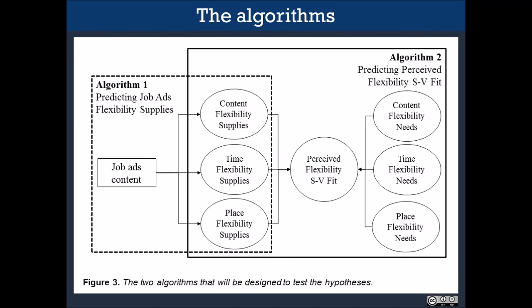And this is a summary of the different algorithms. So as I said, first algorithm predicting supplies from the content of the job ad, and second algorithm predicting the sense of fit from flexibility supplies and flexibility needs.